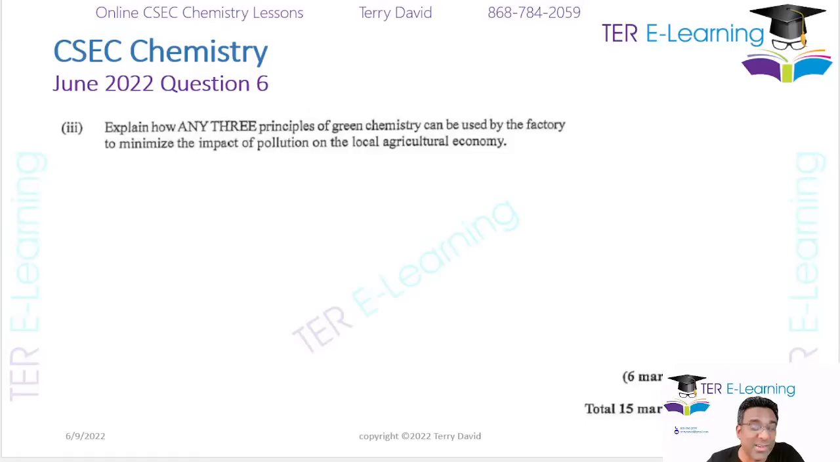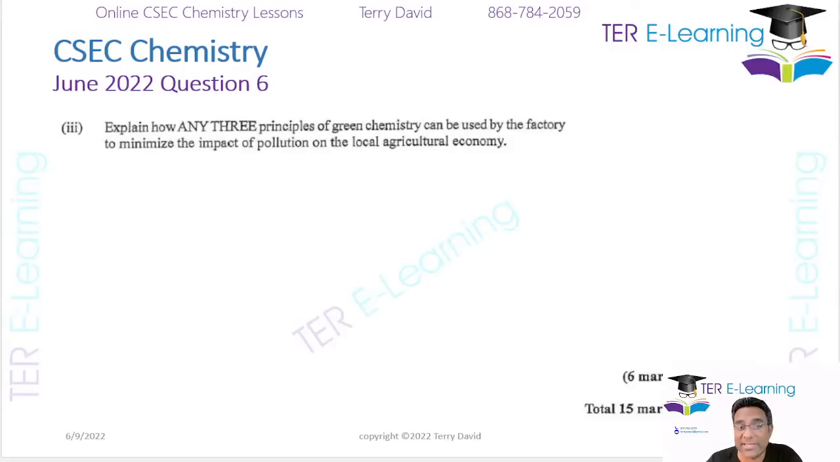Now this part here is 6 marks. So I suspect a lot of people would have gotten problems with this, right? One, if you didn't study it at all, then you're going to have issues. And worse yet, the question is asking me to explain how any of the 3 principles of green chemistry can be used by the factory to minimize the impact of pollution on the local agricultural economy.